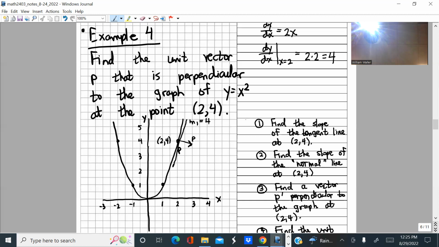Okay, guys, so now you can answer part 2 for me here. We've done this part. We found the slope of the tangent line at (2, 4). So what's the slope of the quote-unquote normal line? That means the line perpendicular to the tangent line, okay? A tangent line is a tangent line, but a normal line is a line perpendicular to a tangent line.